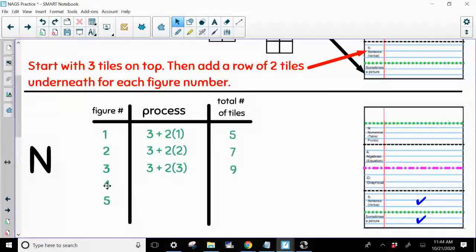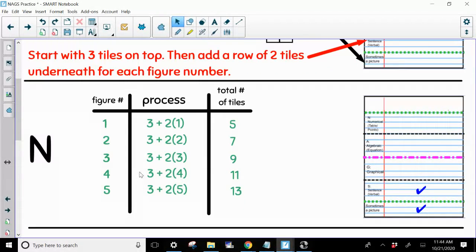All right. So figure 4, I'm going to plug a 4 in my parentheses. So it's going to be 3 plus 2 times 4. 4 times 2 is 8 plus 3 is 11. All right. Now we have figure 5 where we're just going to plug in that 5 into our parentheses. So 3 plus 2 times 5. 5 times 2 is 10, plus 3 is going to be 13.